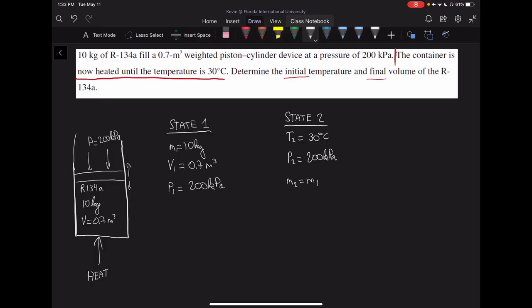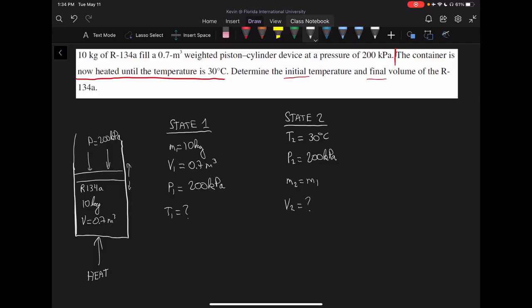Now, these states are incomplete in order to find the initial temperature and final volume, right? We have pressure, volume, and we're missing temperature 1, and we're missing volume 2 essentially. And that's what we're trying to find in our question. So anytime we have a question with a piston cylinder, and most of the questions in this class are going to require us to find other variables within a state outside of the ones given.